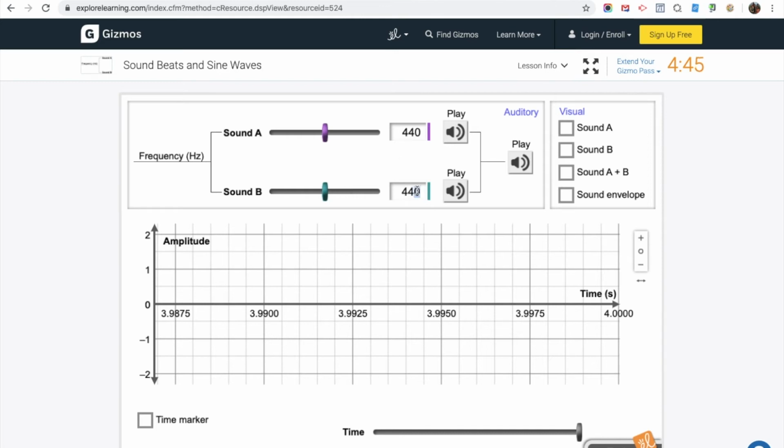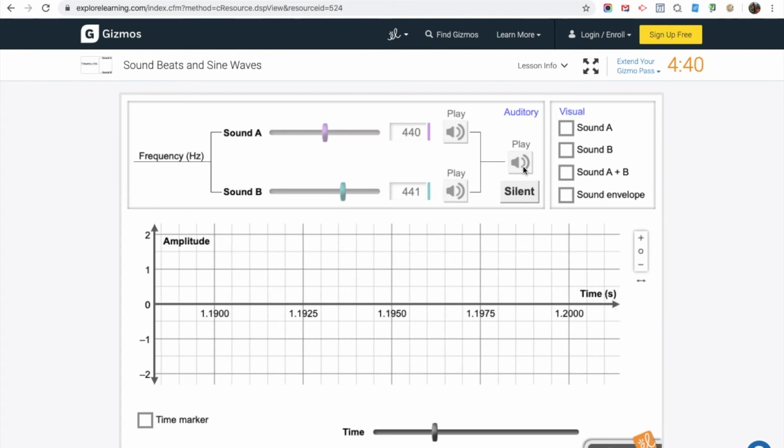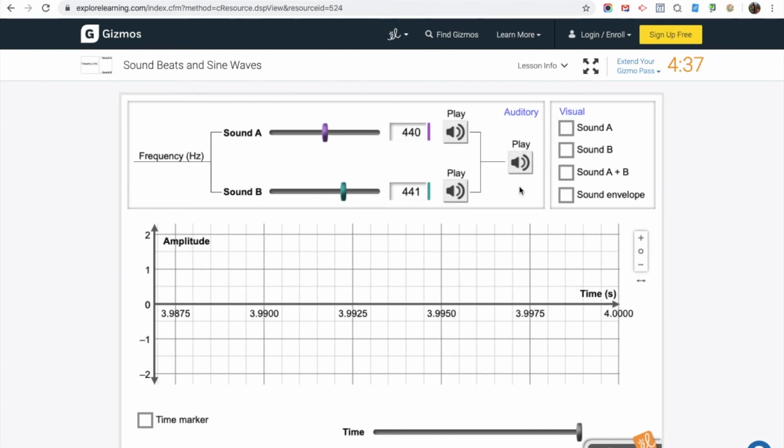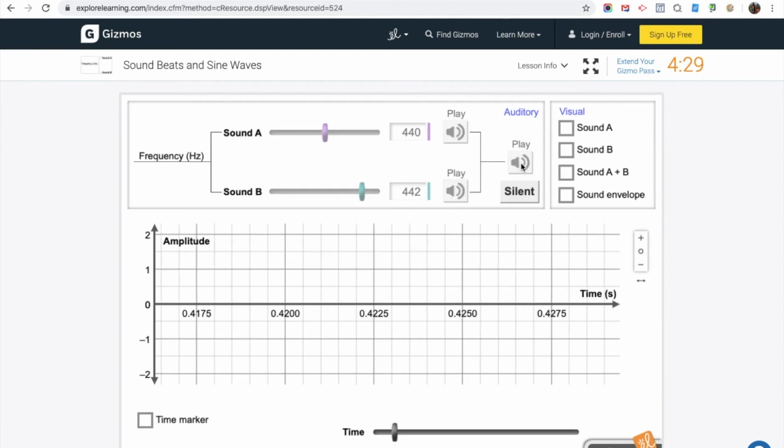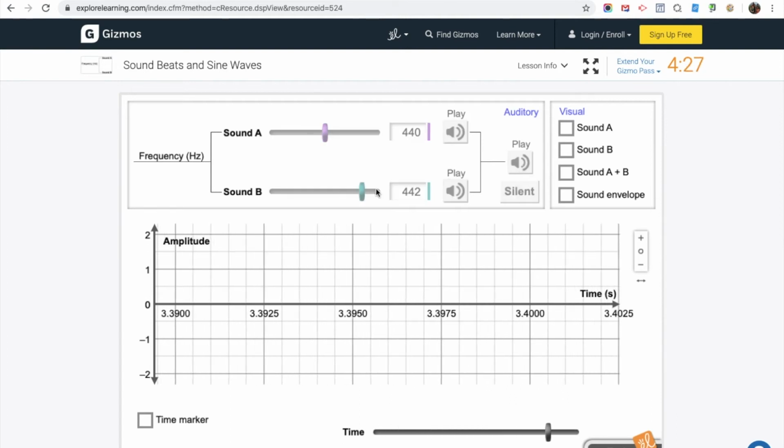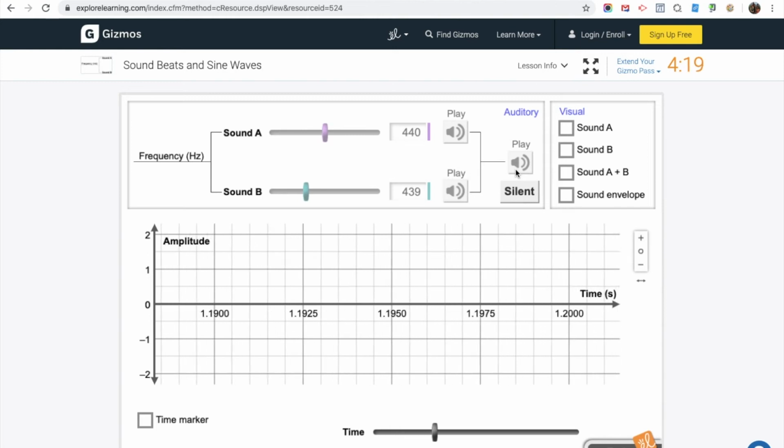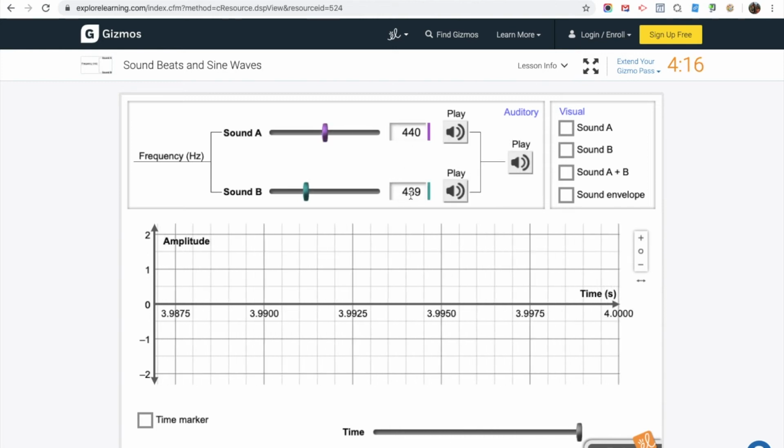But if I change this to 441 and I hit play, I get a beat frequency of 1 beat. If I change this to 2 and hit play, I get a 2 hertz beat frequency. And if I pop this down to 439, I'd still get my 1. So it doesn't matter if it's 441 and 440 or if it's 440 and 439. So I can just get different frequencies here, and this will be a faster beat.